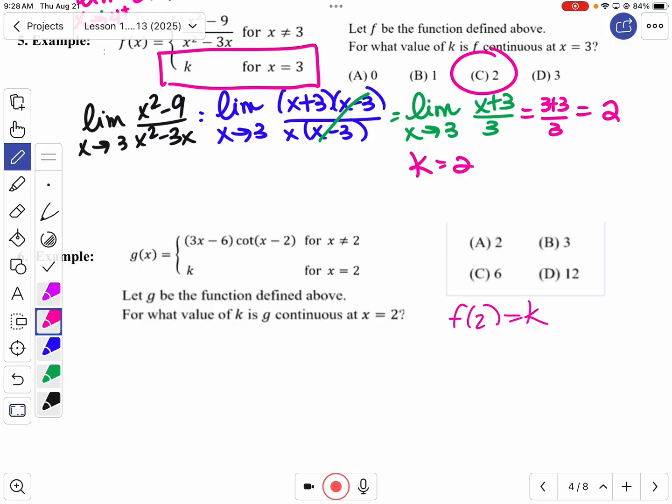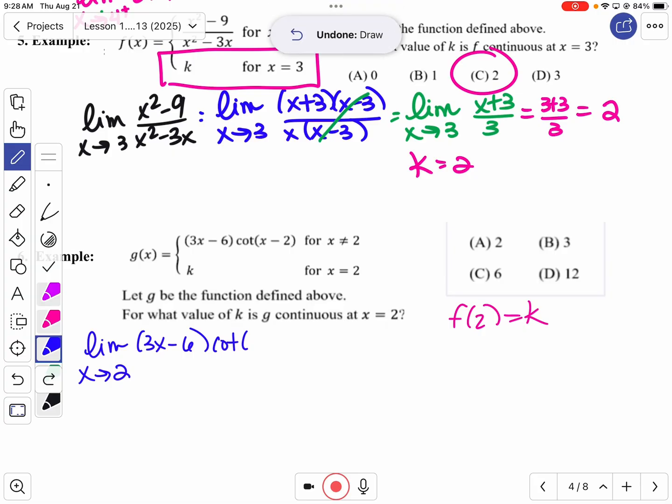I've got to have the limit. I know the value of the function is k. I need the limit as x approaches 2. Okay, so let's do that. So the limit as x approaches 2 of (3x minus 6) times the cotangent of (x minus 2). All right, and this is where all of our trig knowledge is going to come into play.